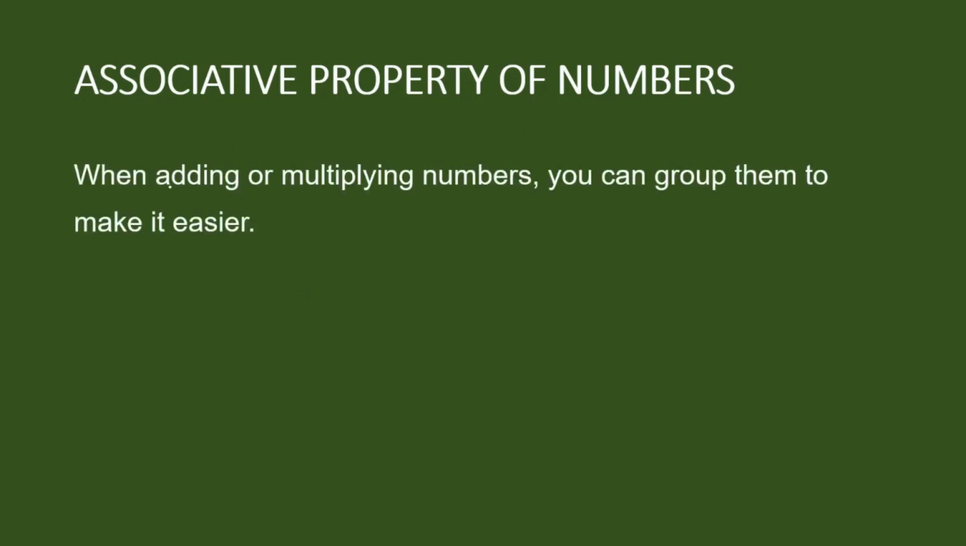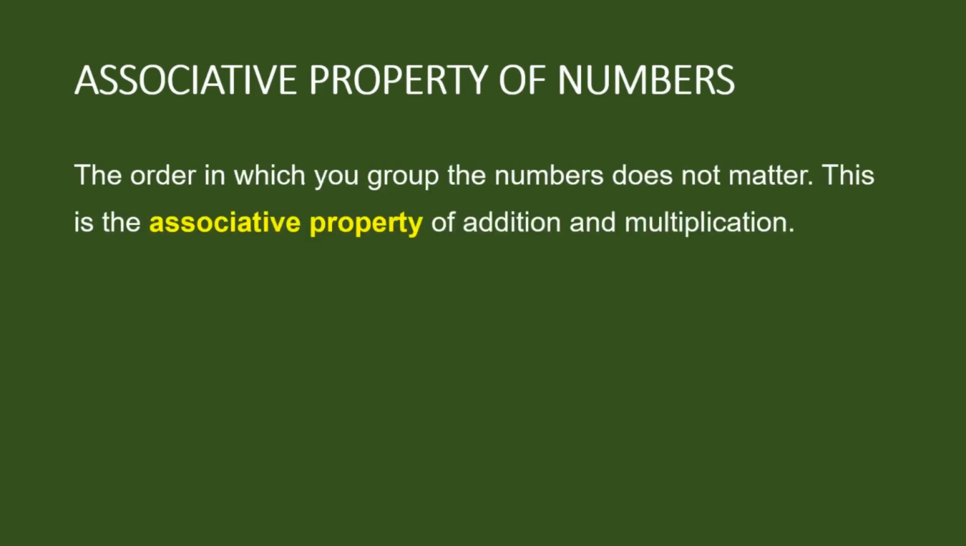Alright, in this tutorial we'll discuss the associative property of numbers. When adding or multiplying numbers, you can group them to make it easier to do these operations. The order in which you group the numbers does not matter. This is the associative property of addition and multiplication.